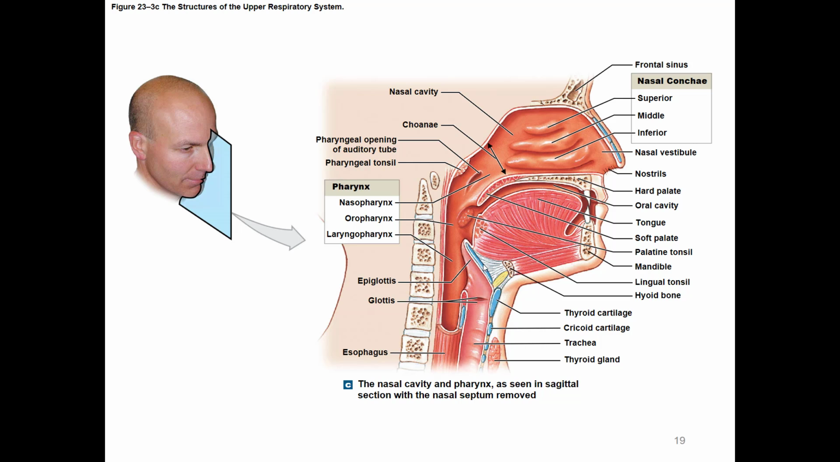Also makes sense. Here's our hard palate, which is made of the maxillary and palatine bones. And they are separating the nasal cavity from the oral cavity. Coming off of the hard palate is our soft palate, which is soft. It's made of cartilage, not bone. And that's our dividing line between the nasopharynx and oropharynx.